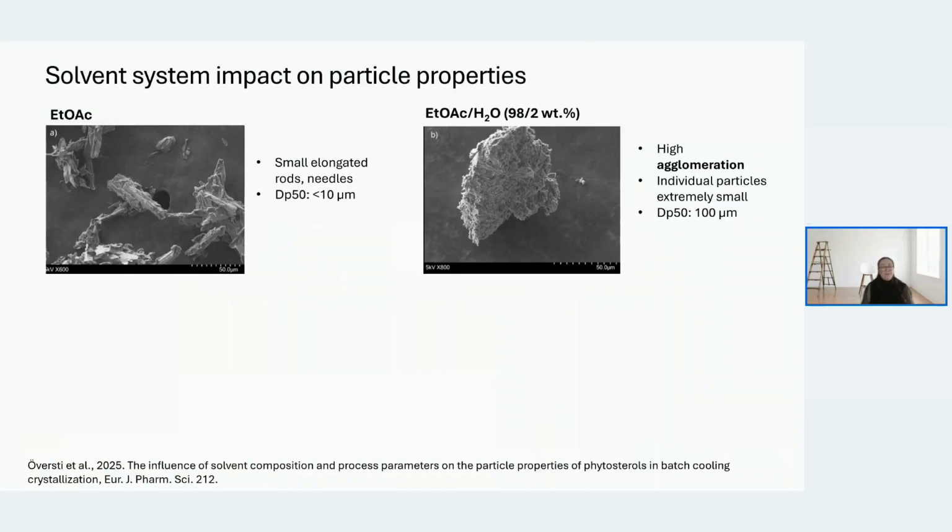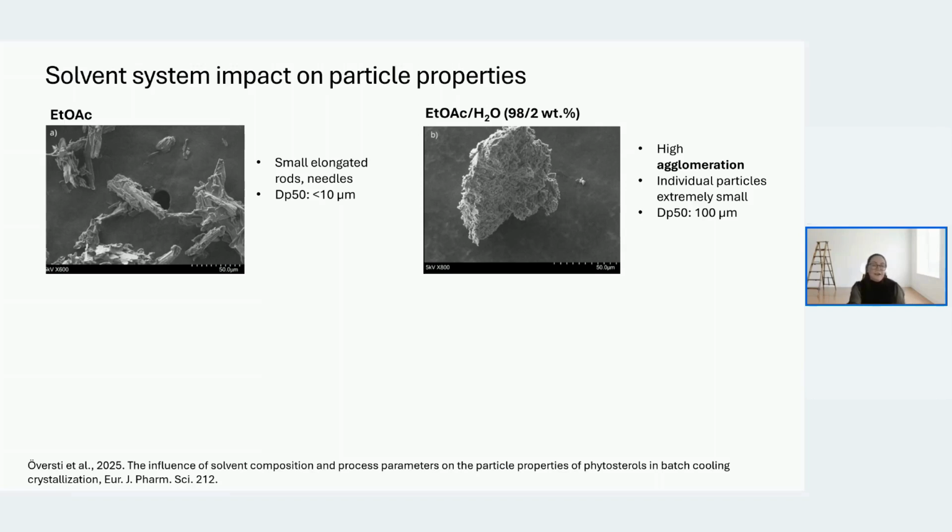Then some words about solvent system impact on particle properties. Practically, we have now learned that ethyl acetate water, as an example, is a good solvent system to enable us to produce the product in the targeted specifications. But unfortunately, we have a high agglomeration tendency there. And you can see from these SEM images that it looks like a really challenging material to work with further.